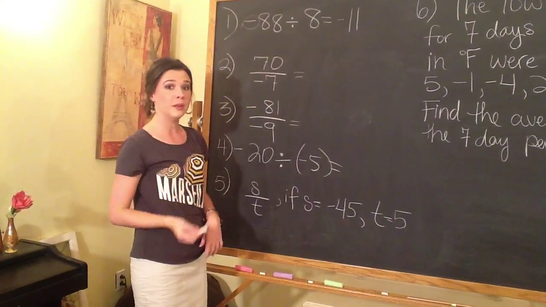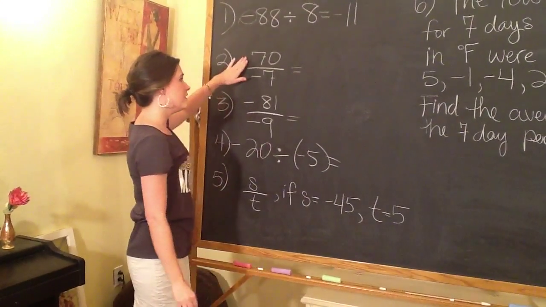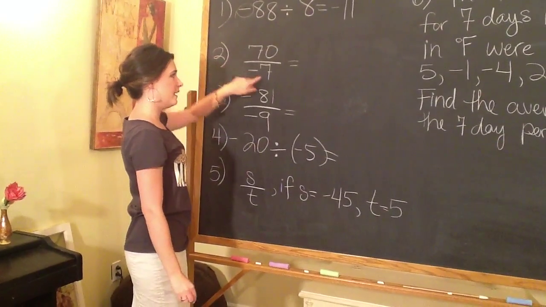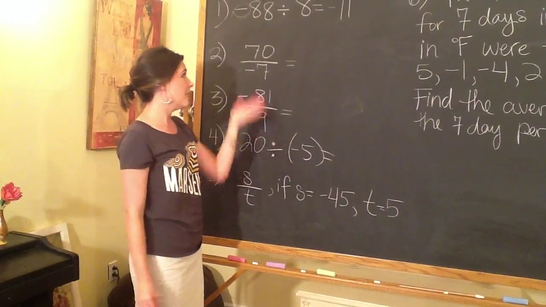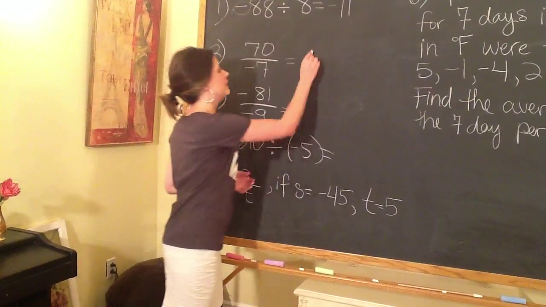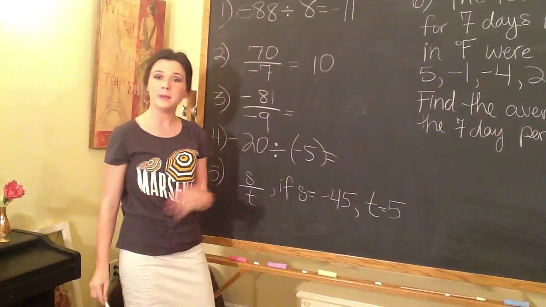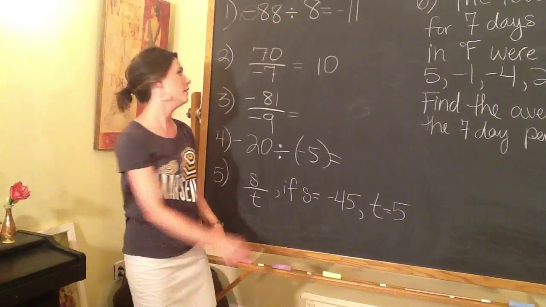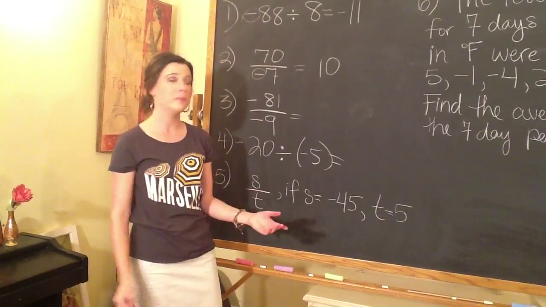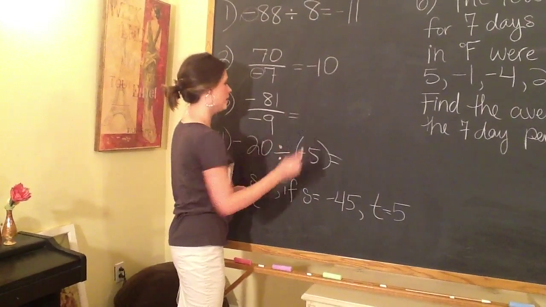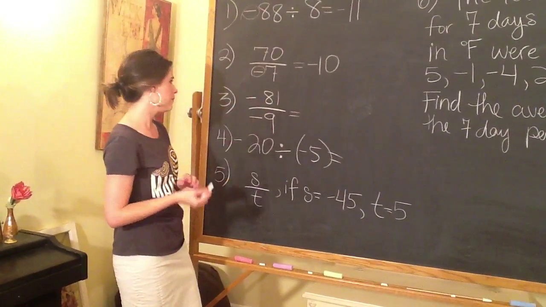Alright, let's look at example number 2. We have 70 divided by negative 7. So we need to go ahead and divide it. So we have 70 divided by 7, which gives us 10. Now, is our 10 going to be a positive 10 or a negative 10? We have one negative sign, so since 1 is an odd number, our answer is going to be negative.